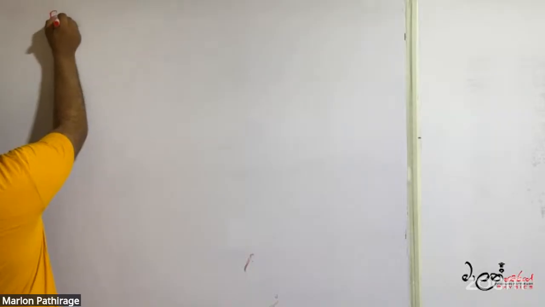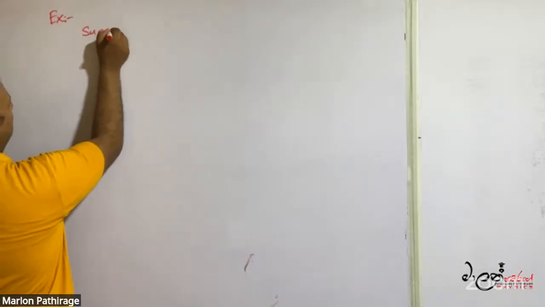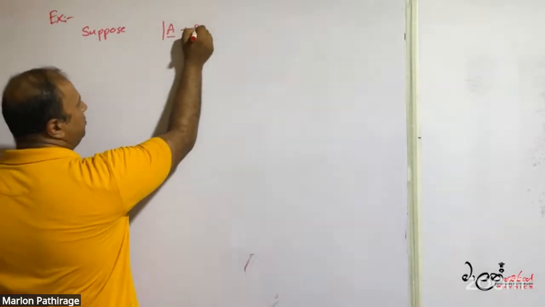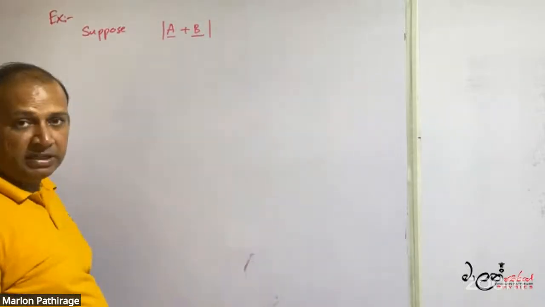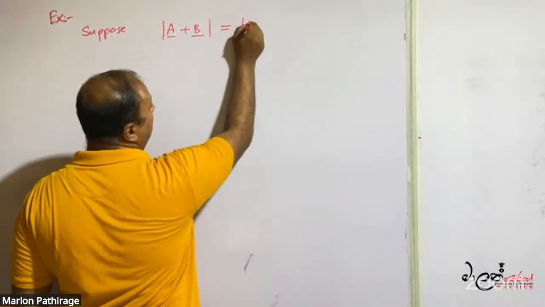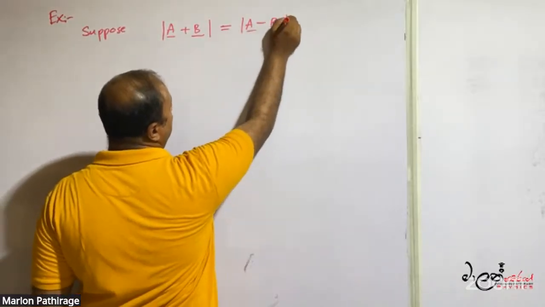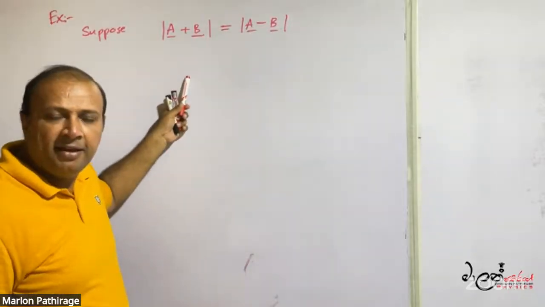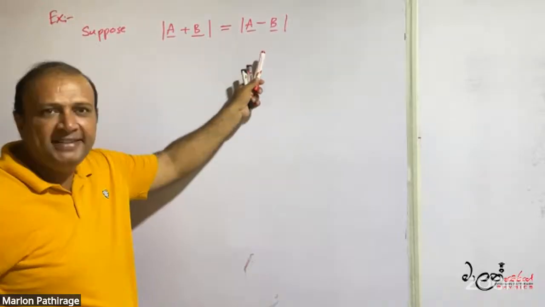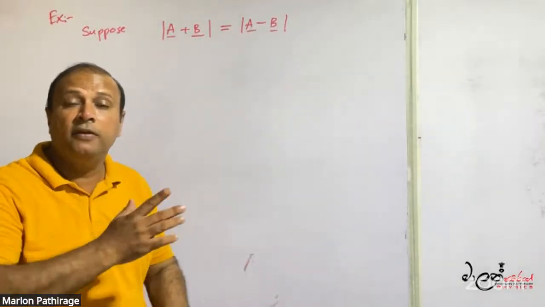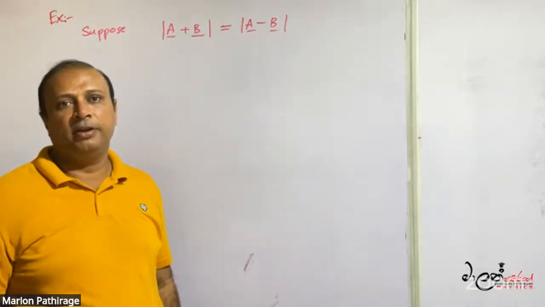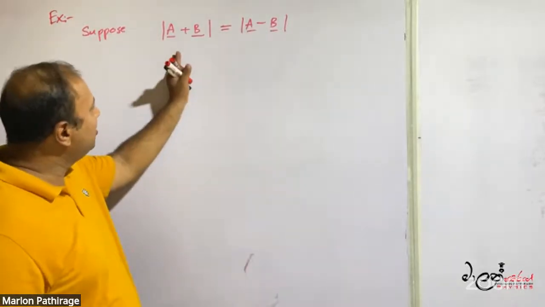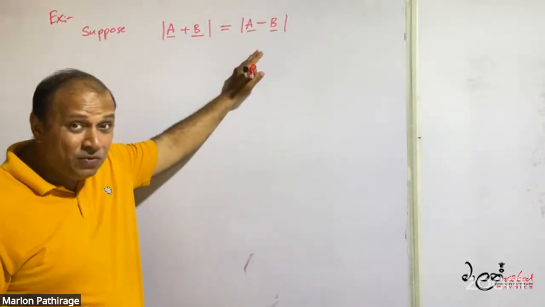Example. Suppose modulus of A plus B vector is equal to modulus of A minus B. So what is the meaning of this? That means this is a diagonal and this is the other diagonal. That means the lengths of the two diagonals of this parallelogram are equal.